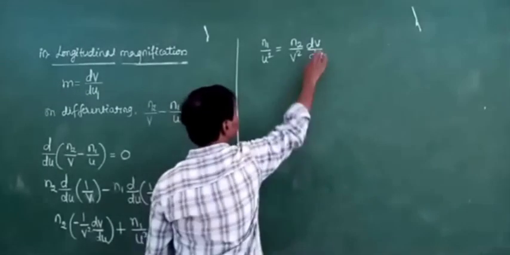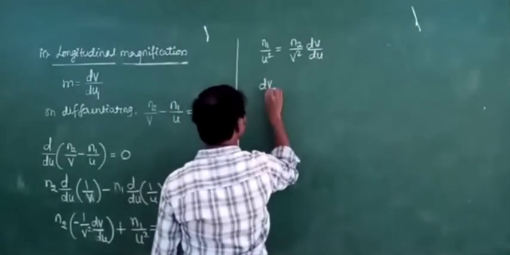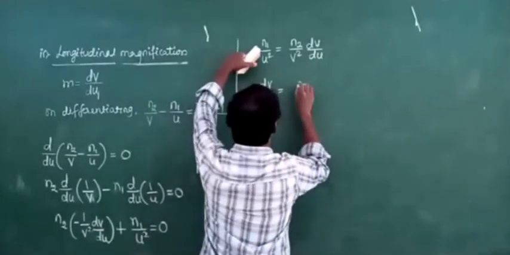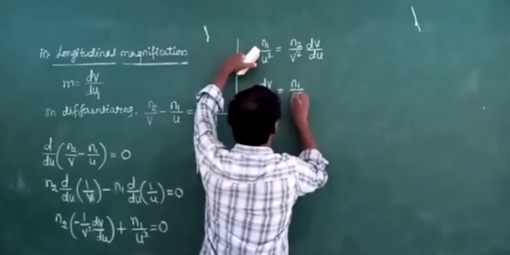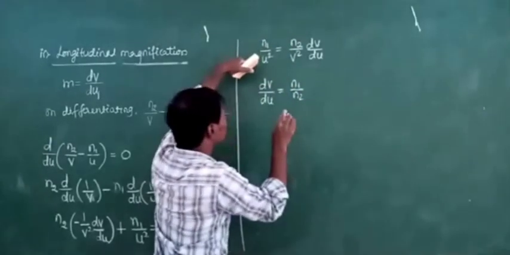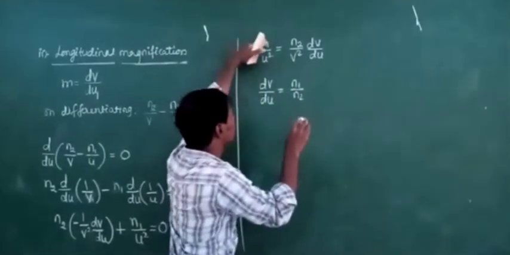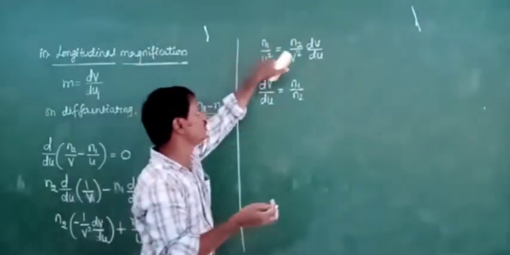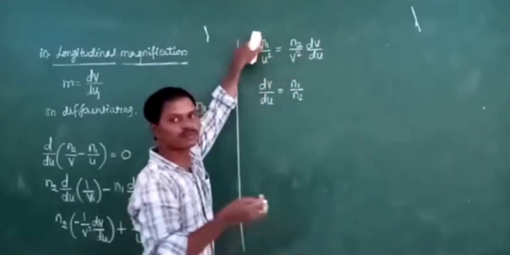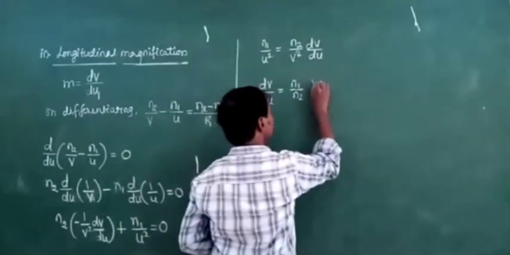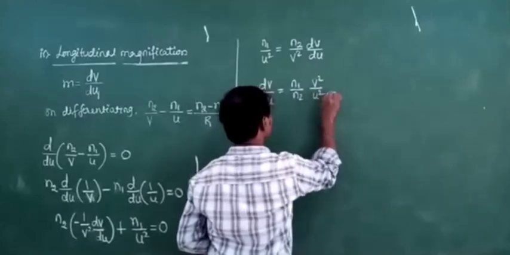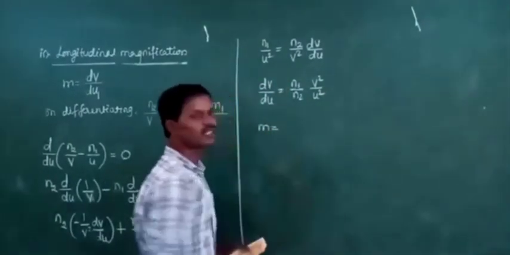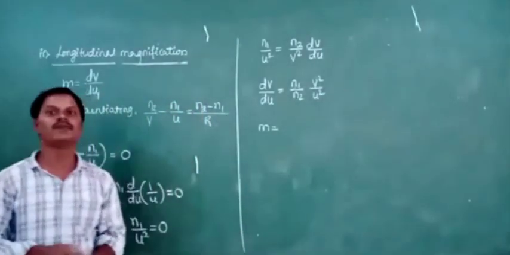Then we require dv by du. dv by du is equal to n1 by n2. I will take n2 to the left hand side and v square to the right hand side. n2 is in the numerator here, this side it comes to the denominator. Here v square is in the denominator, this side it comes to the numerator. That is v square by u square. Then what is dv by du? dv by du is nothing but m, that is the longitudinal magnification.